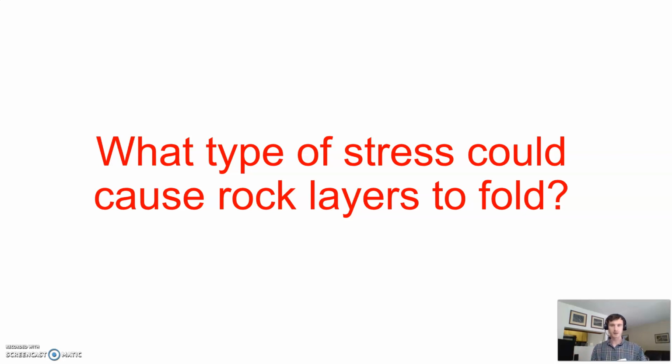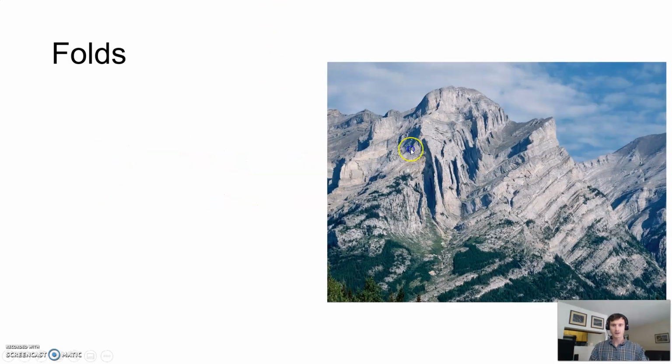For example, if we take something like this, a rock layer, and we pull it apart, is that going to cause it to fold up? No. What if we take this and we shear it, so we press on the surface of it like this? Is that going to cause it to fold up? Not exactly. What if we take it and we compress it from the sides like this? Now what we get is something that is folded. So in rocks, this is what it's going to look like here.